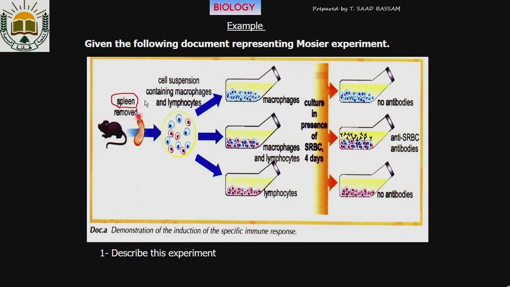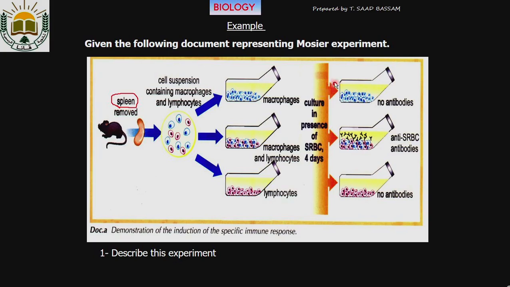Its spleen was removed. We obtain a group of cells, a cell suspension, containing two types, macrophages and lymphocytes. We put macrophages in the first container. In the second, we put macrophages and lymphocytes. And in the third, we put only lymphocytes. Then we add to all of them sheep red blood cells. We keep them for 4 days. And then, look to the last part of the document.